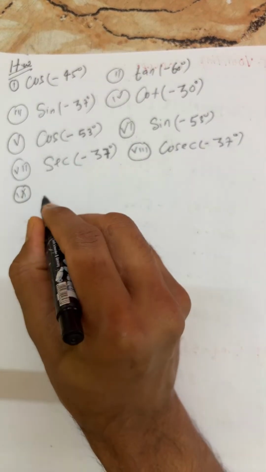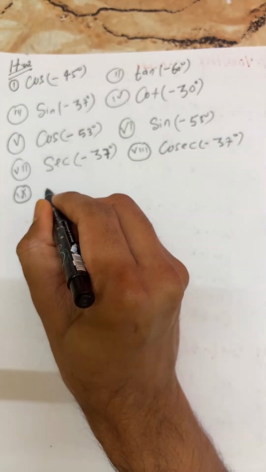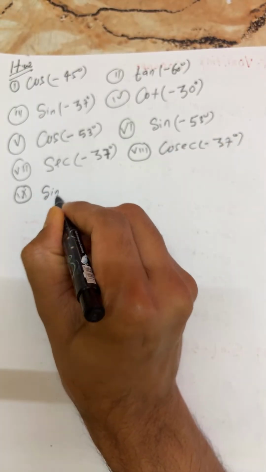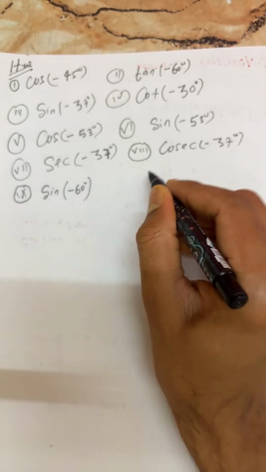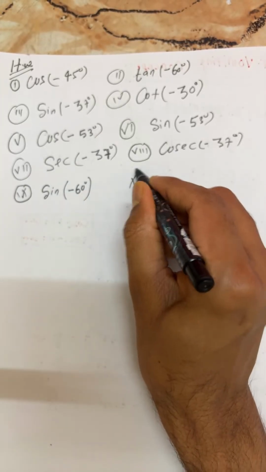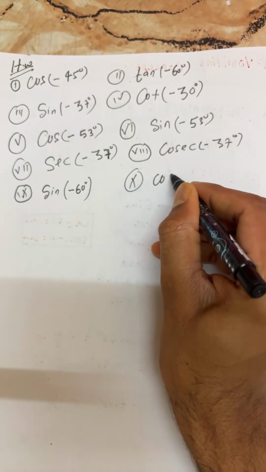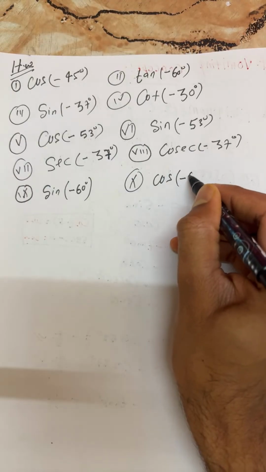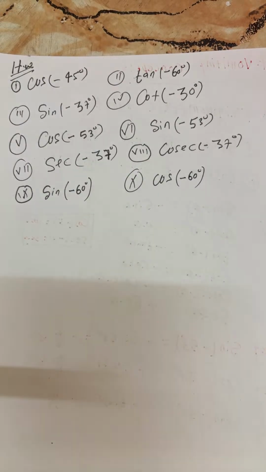Now, students, you can do cot, sec, cosec. Okay, one more, students. Sine of minus 60 degree. And the last one, cos of minus 60 degree. Beta, if you solve these once, it will help you to understand.